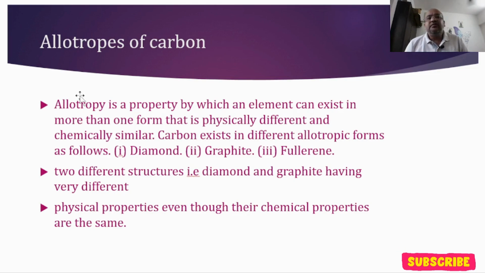Allotropy is nothing but a property by which an element can exist in more than one form that is physically different and chemically similar, right? So we know that carbon exists in different allotropic forms, that is diamond, graphite, and fullerene. Diamond and graphite we have been studying from standard 6 itself. Two different structures, diamond and graphite, having very different physical properties even though their chemical properties are the same. So this is what we are going to see.